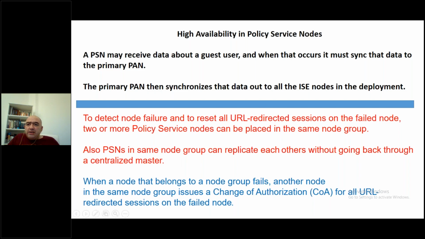High availability actually exists in PSNs without the need to have one device sending heartbeats or doing automatic failover. It's already an active solution. So if I have a PSN, this PSN may receive data about a guest user, and when something happens or changes, it will send the information to the primary PAN, and the primary PAN will send it to the other PSNs.